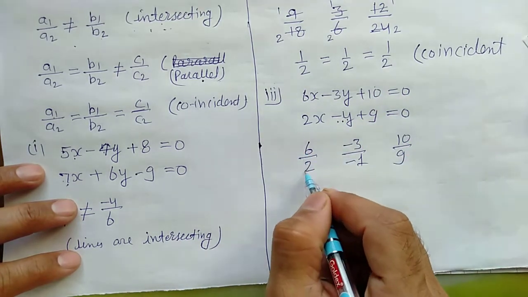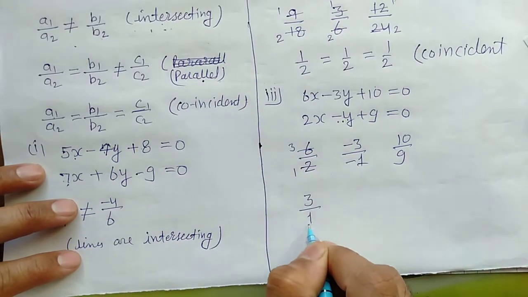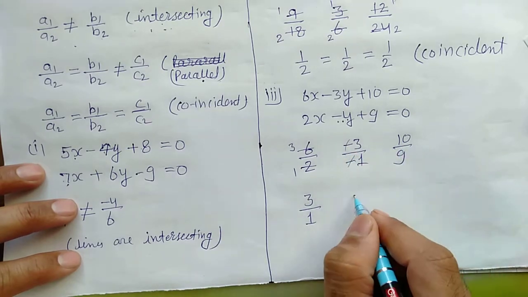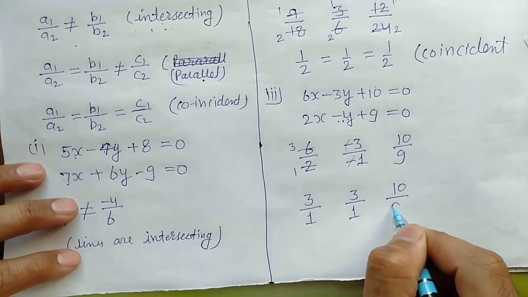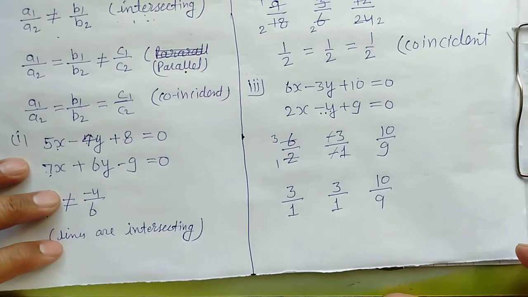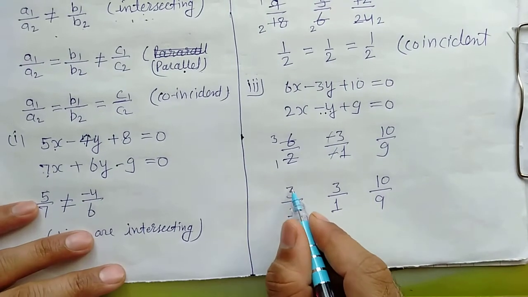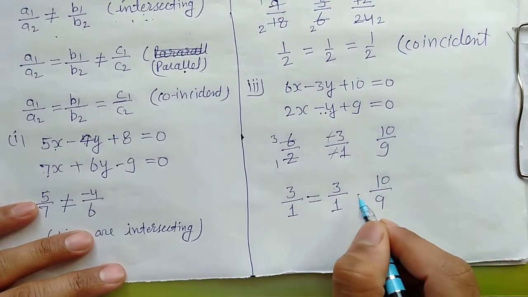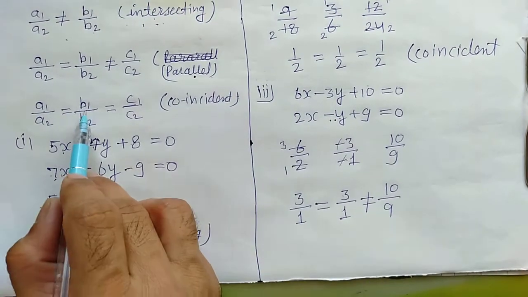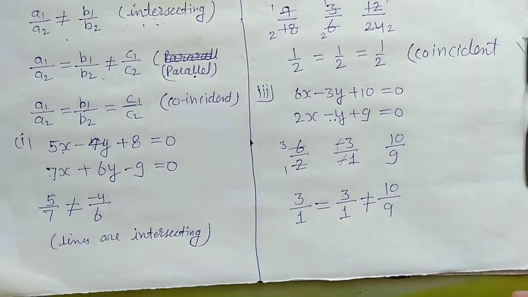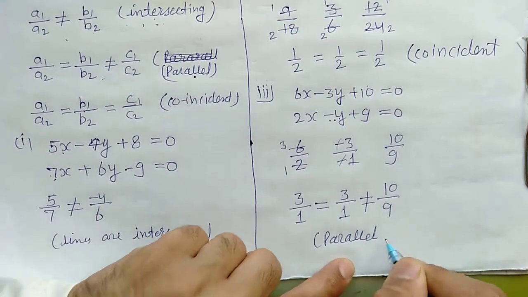Let's check. 2 ones are 2 and 2 threes are 6, so this is 3 upon 1. Minus and minus cancel, so this is 1 upon 3 here. And this is 10 upon 9. We can do nothing more in this one. So now, can you see what is happening here? a1 upon a2 is not equal to b1 upon b2, and c1 upon c2 is different. This is the condition of parallel lines, so this means these lines are parallel.